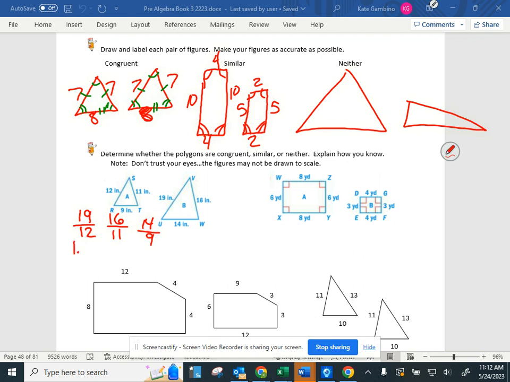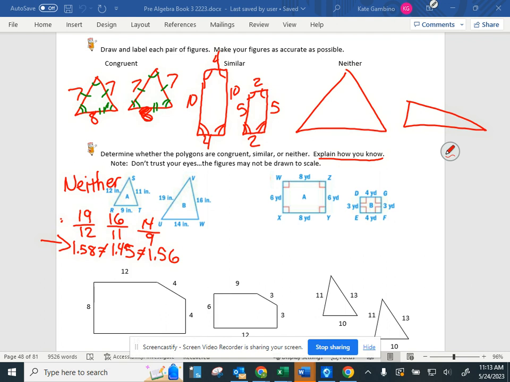I get 1.58. I like to round to the hundredth place. You don't need to write it all out. This one I get 1.45. 14 divided by 9, I get 1.56. They are not equal. If they are not equal, you write neither. Showing your work is explaining how you know. So you can put that they are not the same decimal. We see that. So you're going to write neither.